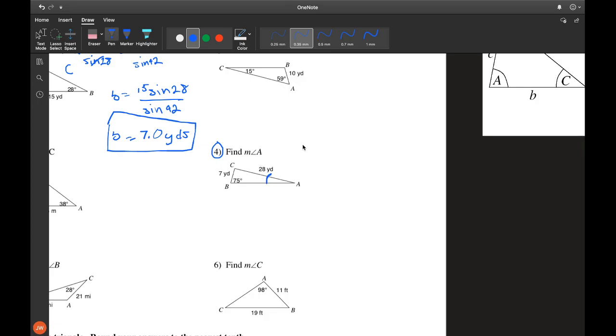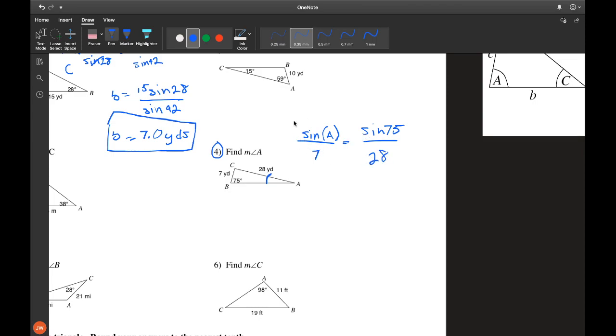So what do I have other than that? I have side length A, I have angle B, and side length B. So I can set up my ratio. Let's do the sine of angle A divided by its side length, is equal to the sine of angle B, which is 75, divided by the side length of B, which is 28.